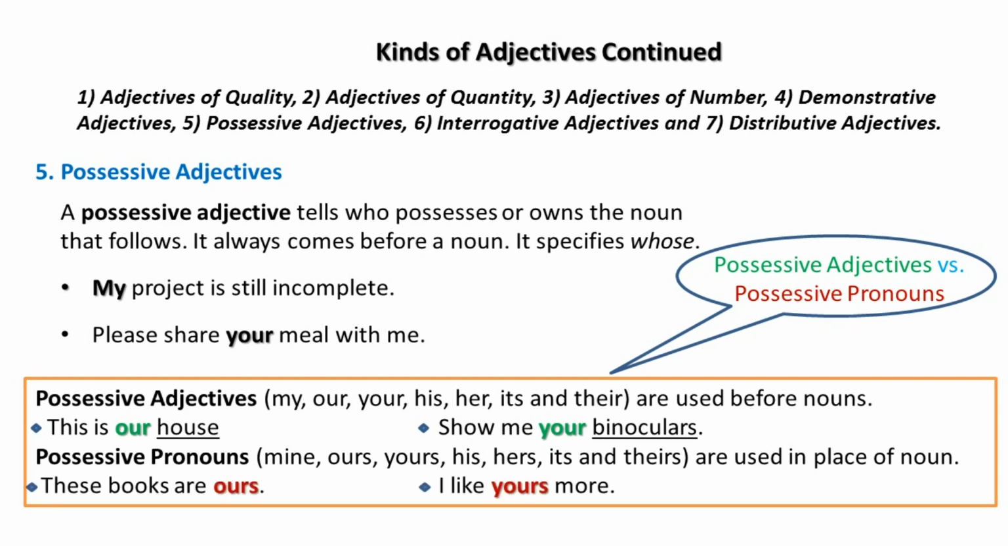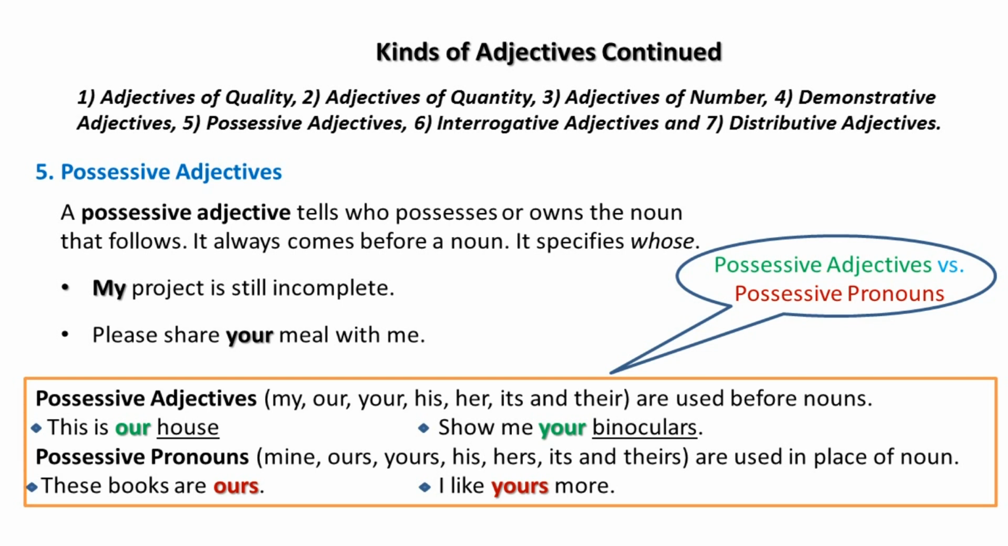Let us look at an example. These books are ours. So ours is a possessive pronoun there and it is standing instead of a noun. These books are our books. Instead of telling that these books are our books, just say that these books are ours. So, ours is used there as a pronoun and it is called a possessive pronoun.